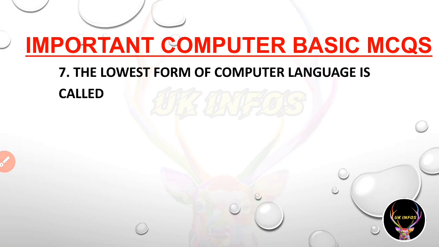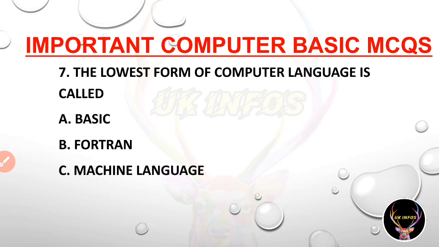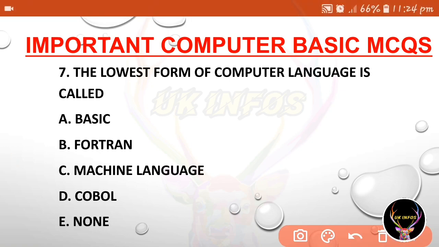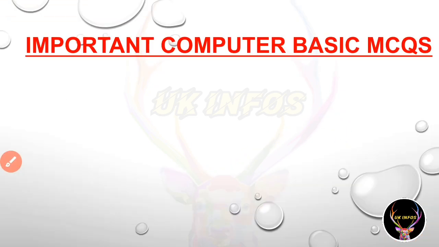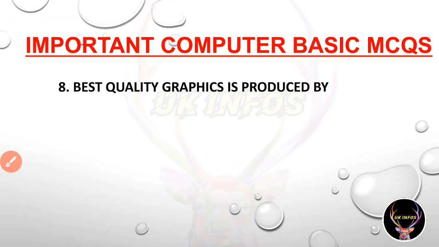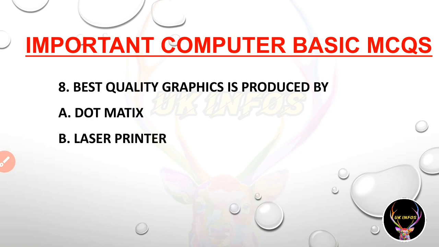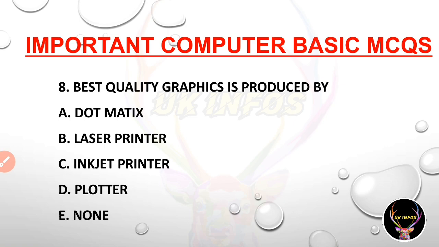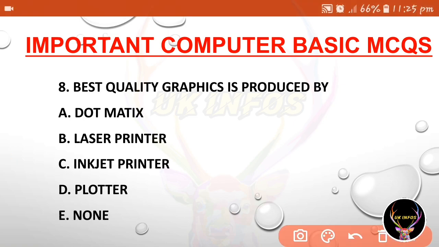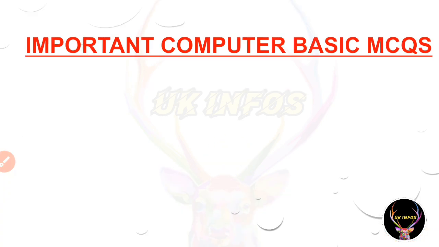Question number 7. The lowest form of computer language is called Basic, Fortran, Machine Language, COBOL or none. The answer is Machine Language. Question number 8. Best quality graphics is produced by dot matrix, laser printer, inkjet printer, plotter or none. The answer is plotter.